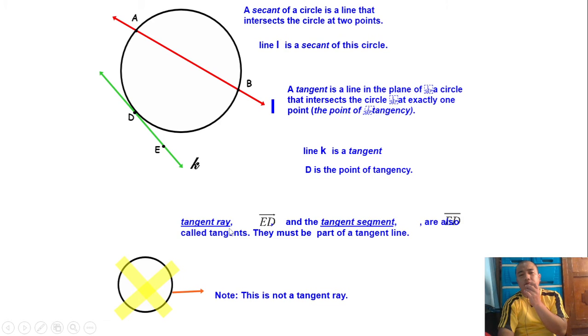Tangent ray ED and the tangent segment ED are also called tangents. They must be part of the tangent line. Note, this is not a tangent ray.